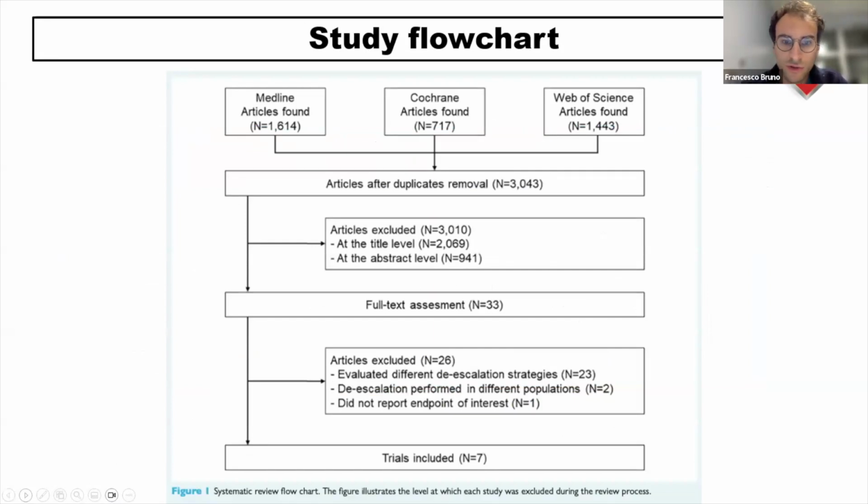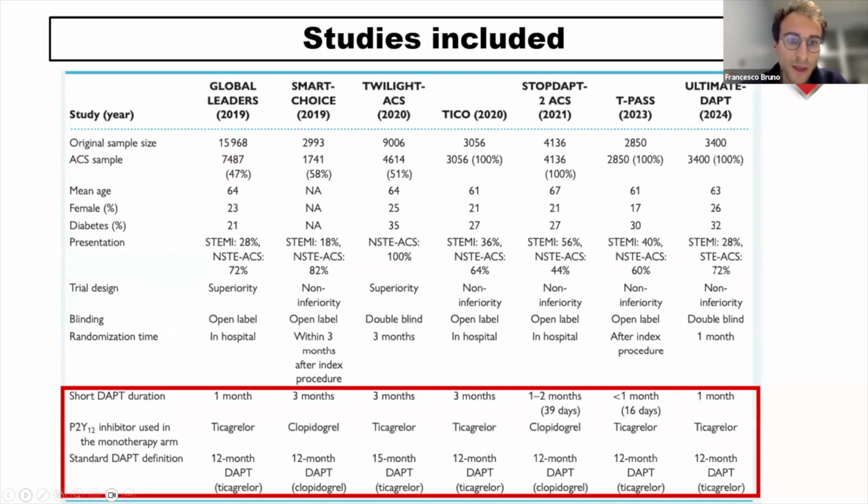If we can go to the next slide, these are the studies included. They finally included the Global Leaders, the Smart Choice trial, the Twilight ACS, the TICO, the Stop DAPT 2 ACS, the TPAS, and the Ultimate DAPT trial, so from 2019 to 2024. And they were mostly ACS patients in this cohort.